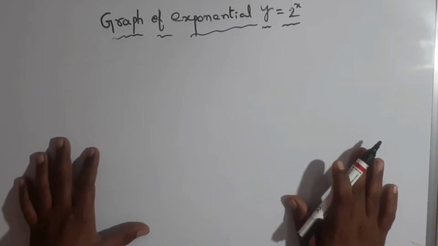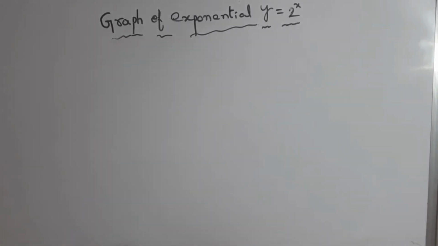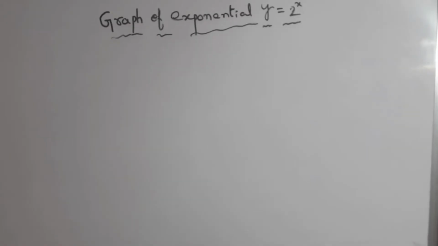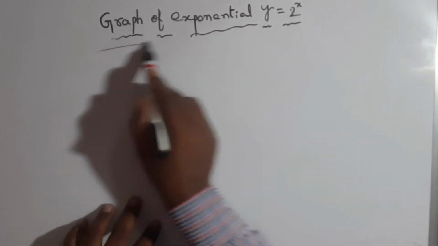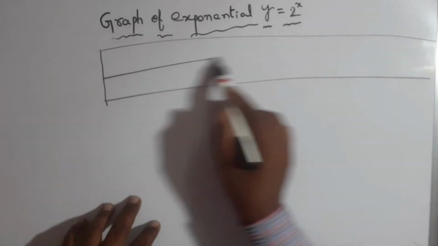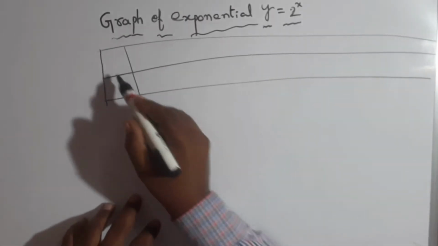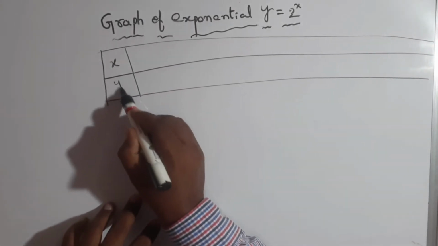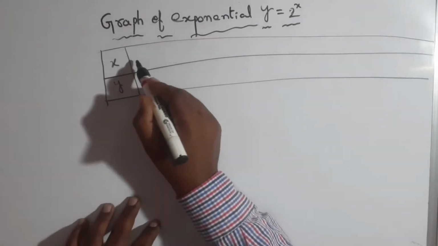Hello children, in today's class we'll discuss the graph of the exponential function, that is y equals 2 to the power of x. Before drawing the graph, let me tabulate the values of x and y so that we can easily draw the graph. Now this is the x value, this is the y value. Keep x equals 0.